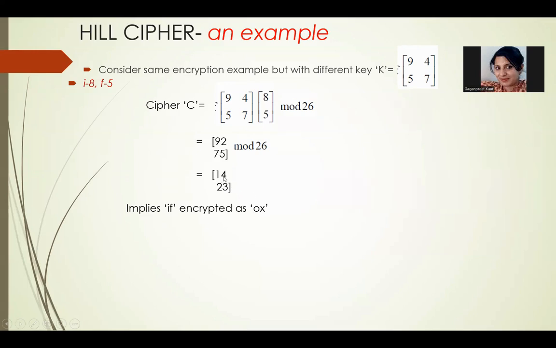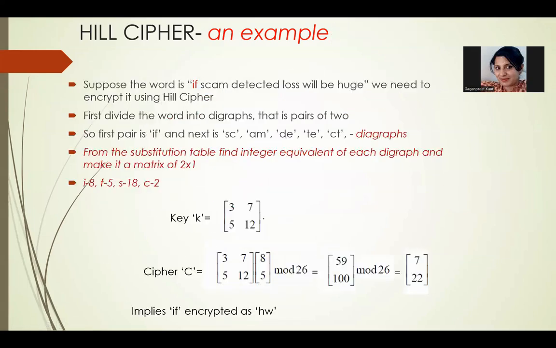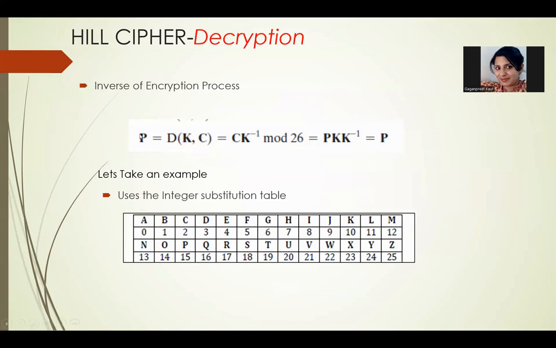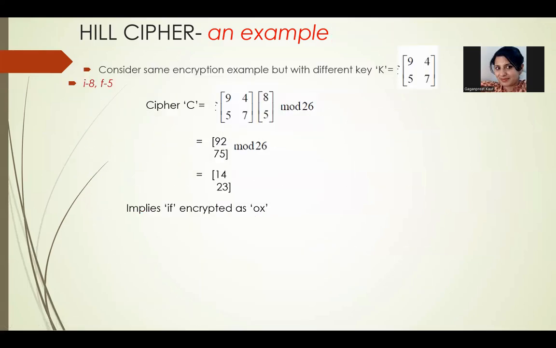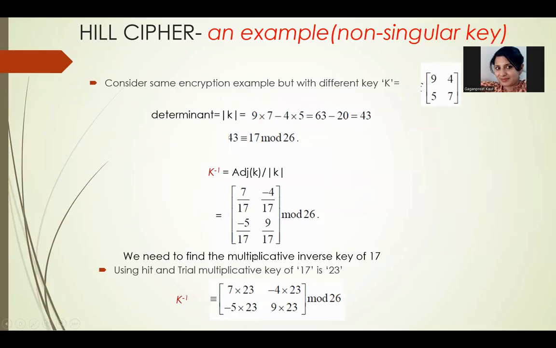So if I find the equivalent alphabets for 14 from the substitution table, it comes out to be O. And for 23, it comes out to be X. So yes, we are getting the encrypted value as OX. So let's start with the decryption. The key is said to be non-singular when the determinant is not one. Okay, so the same decryption process we are going to follow.